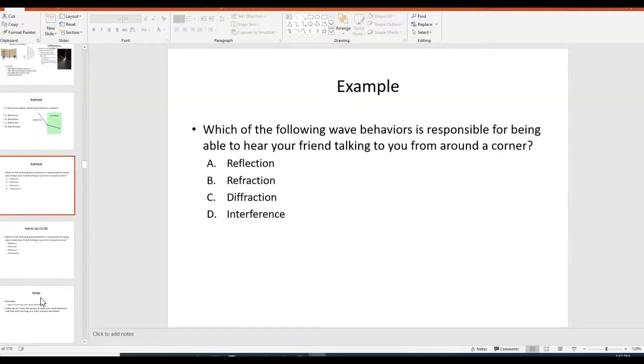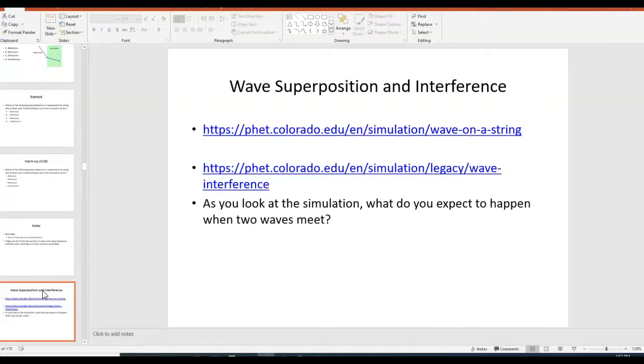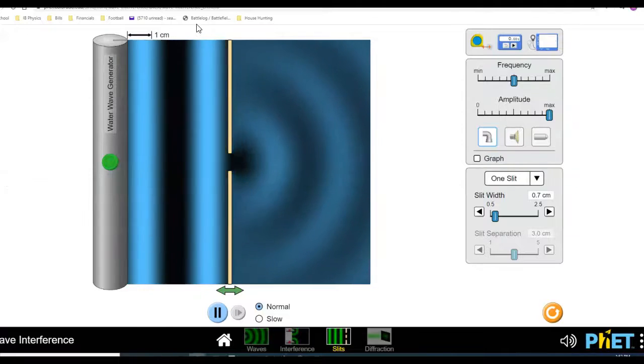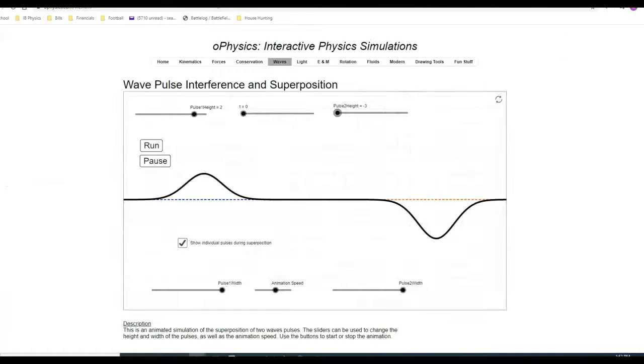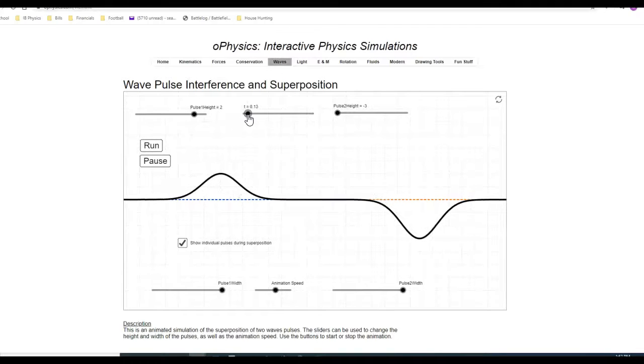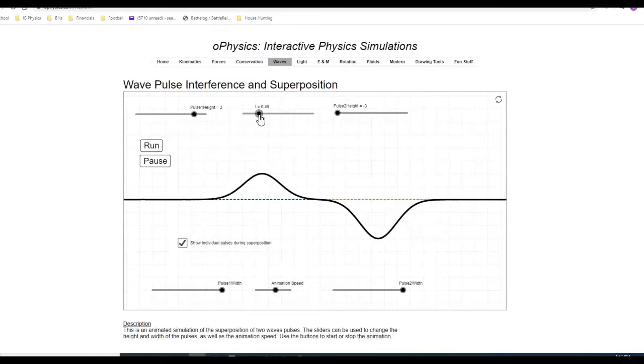Okay, so the last type of wave we're going to talk about involves something called superposition and interference. The idea behind superposition has to do with what happens when two waves meet each other. Imagine we have two waves in space, going towards each other. This is one wave pulse on the left, and this is one wave pulse on the right. As they approach each other, pay attention to what happens.